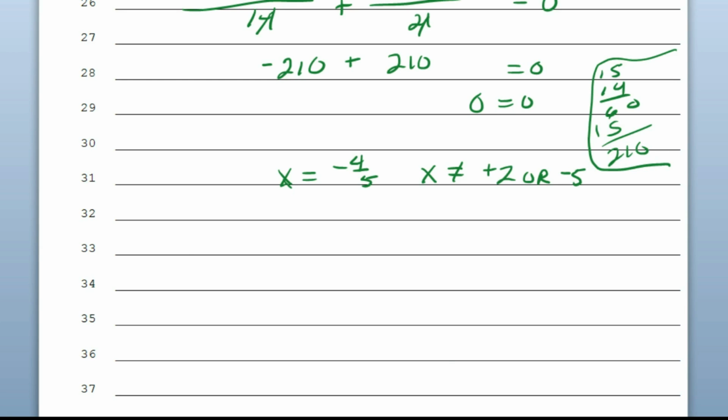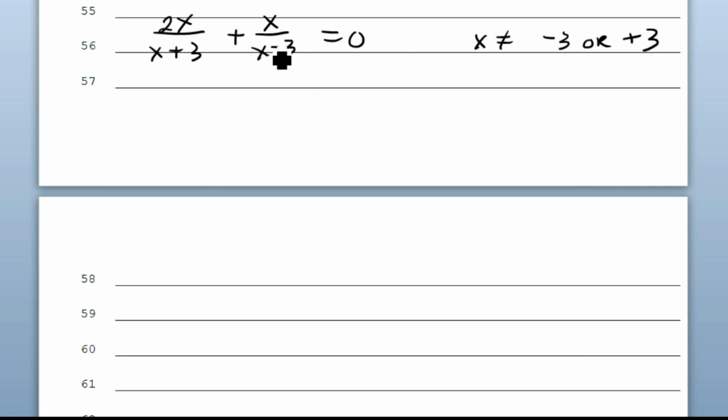Just some scribbling there. And what if you had variables in the numerator and the denominator, such as 2x over x plus 3 plus x over x minus 3 equals 0. Again, you can see that x cannot equal minus 3 or plus 3, because that would give you a 0 in denominators, and that's not allowed. And you go through your usual routine.